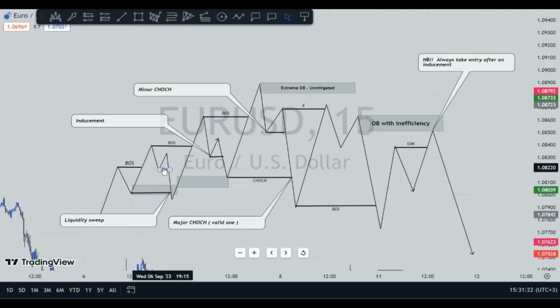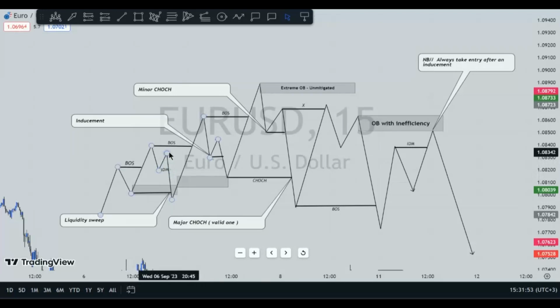basic knowledge that you should know: price always moves in a corrective manner. What do I mean by in a corrective manner? This is a correction. Price moved, broke this structure here, moved up, then came down, formed an internal structure here, which I have named IDM to mean inducement.